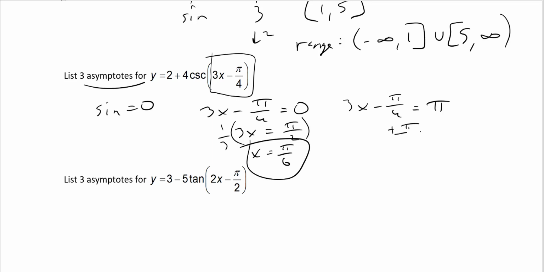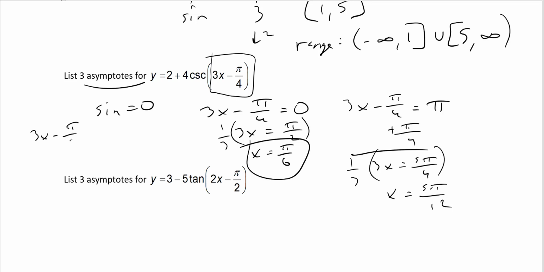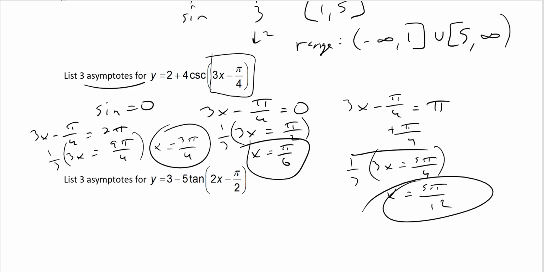And I asked you for 3 asymptotes, so let's find another. We do 2 pi. So I can say 3x minus pi over 4 equals 2 pi. If I add pi over 4, I get 8 pi over 4 plus pi over 4, so 9 pi over 4. And multiply by a third, so x equals 9 pi over 12, or 3 pi over 4. So those are 3 different equations of asymptotes.